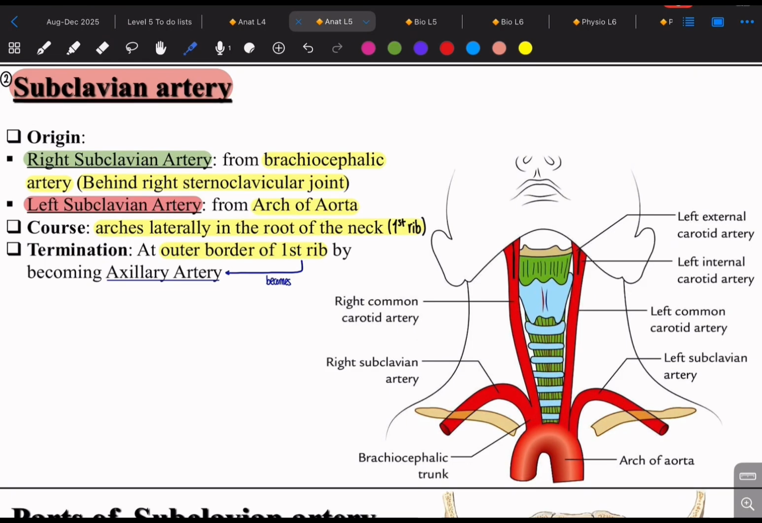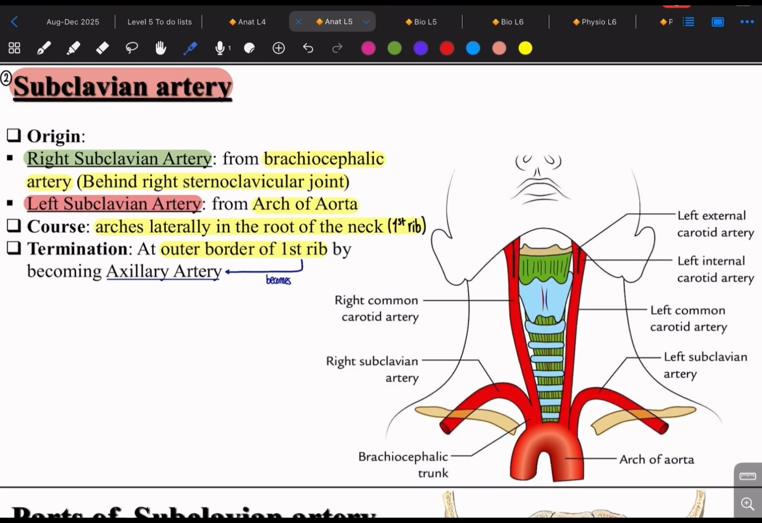The axillary artery was originally the subclavian artery. So the subclavian artery comes from where? On the left side it comes from the arch of the aorta, on the right side it comes from the brachiocephalic trunk. It goes to the first rib. Once it reaches the upper border of the first rib, its name changes. What do we change its name to? We change it into the axillary artery.